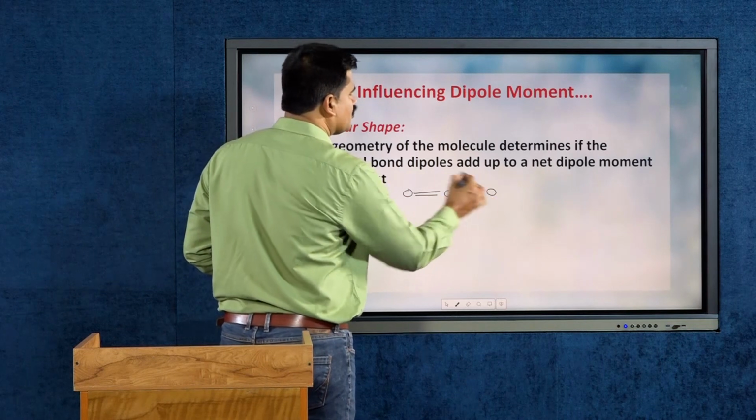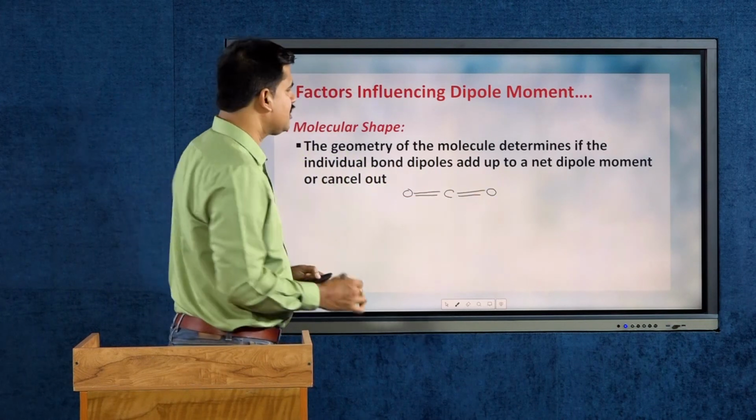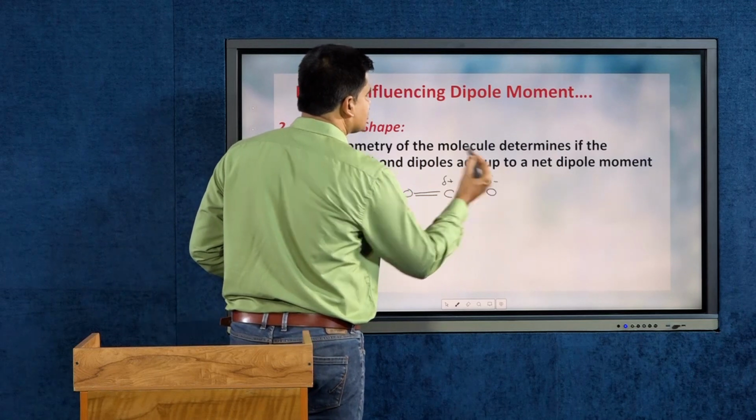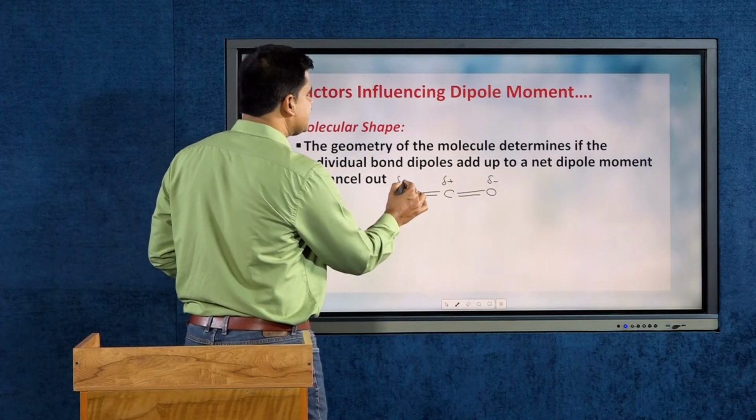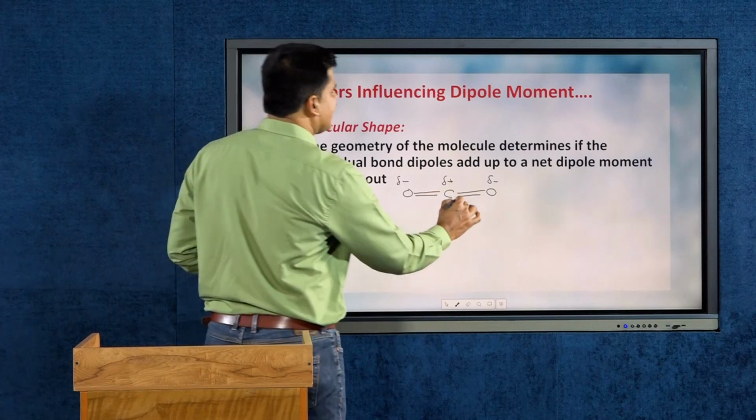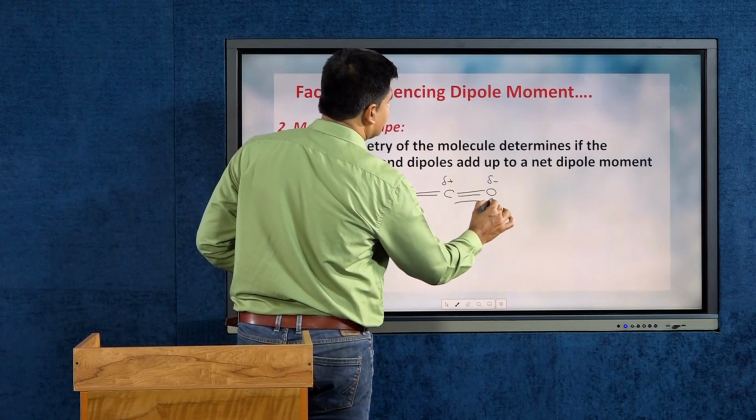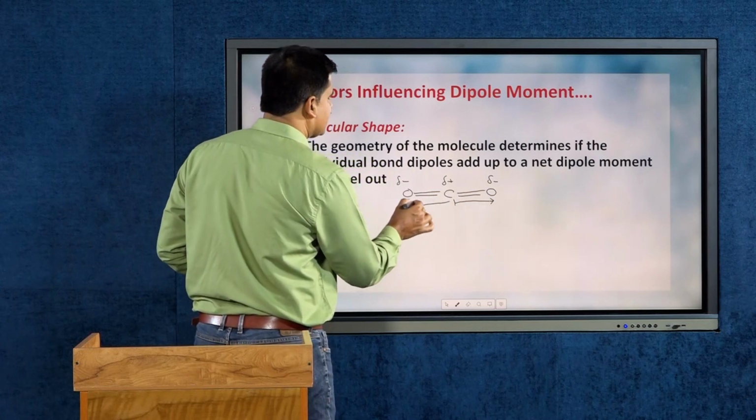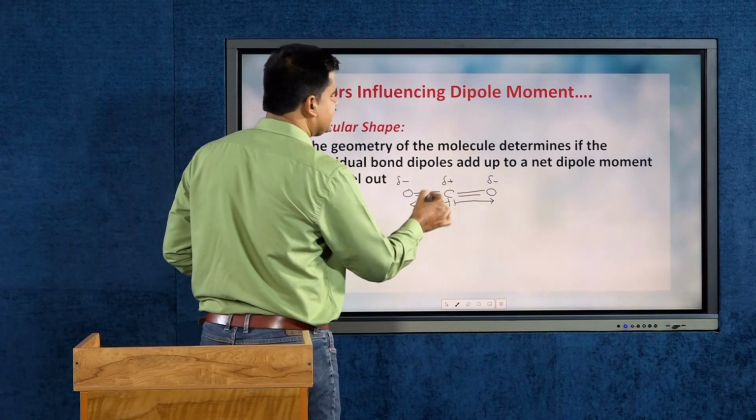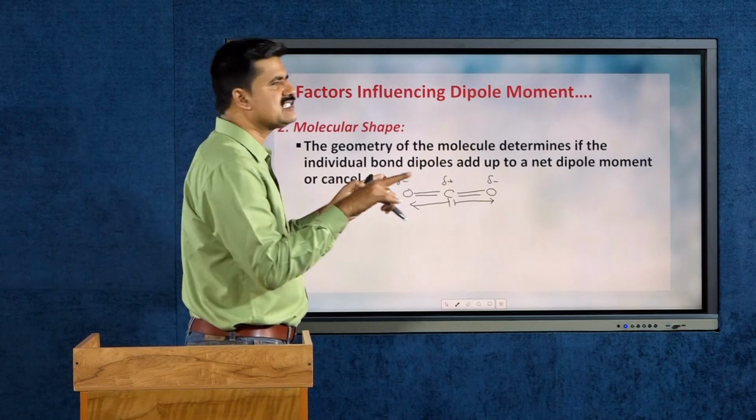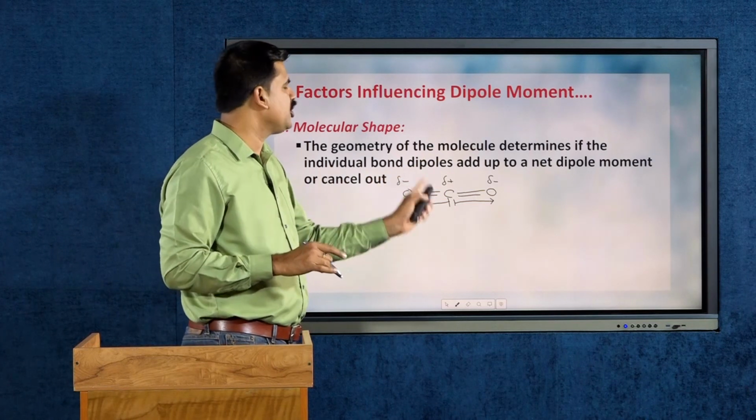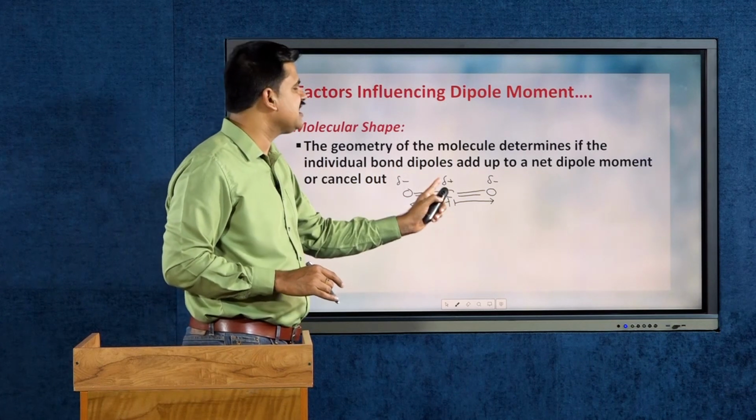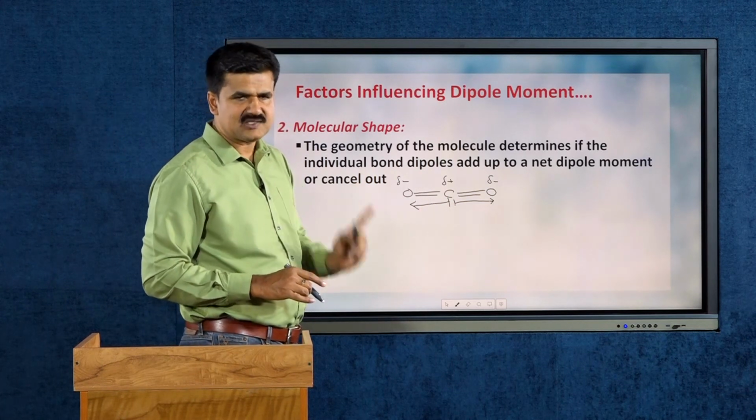Here these two bonds are individually polar. Carbon is partial positive and oxygen is partial negative. Similarly, this oxygen is also partial negative. The direction of the dipole moment bond vector is in this direction and another component bond moment is this. These two vectors mutually cancel each other due to the linear arrangement of this molecule. So, here the net dipole moment mu is equal to 0.